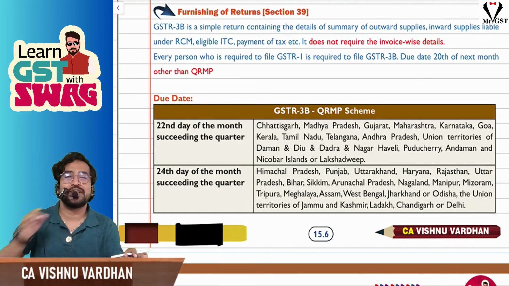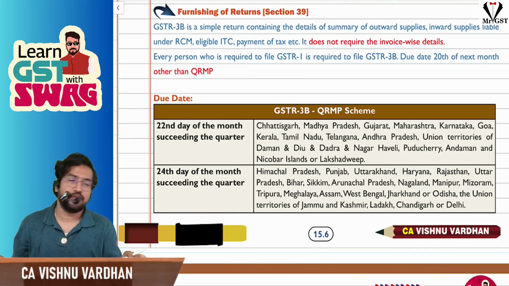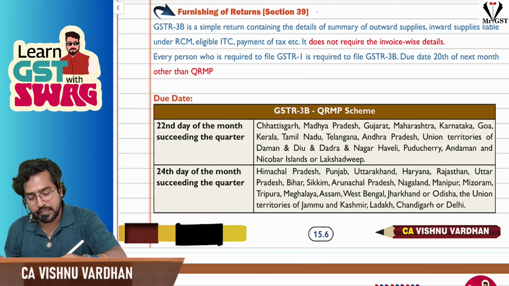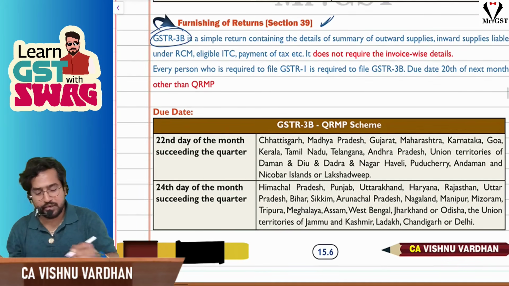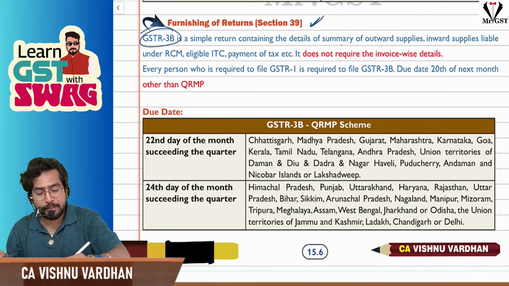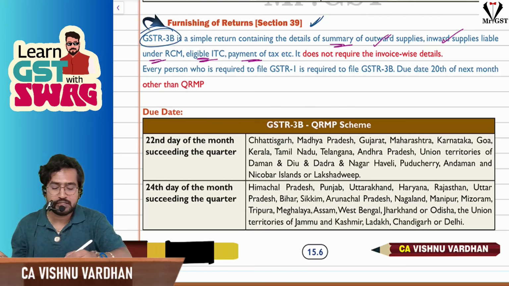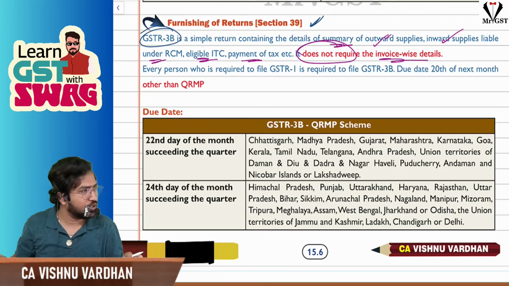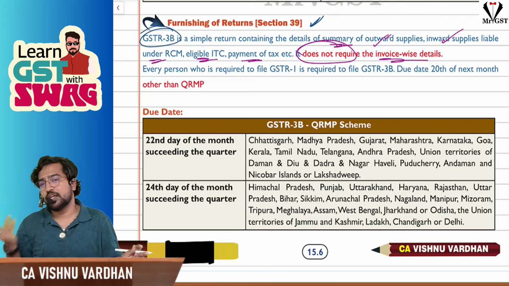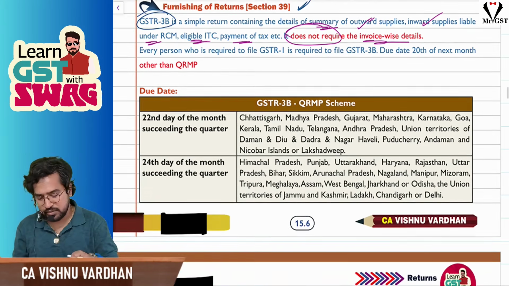Continue this. Okay. Now coming to the point, sir, furnishing of returns, section 39. Now section 39, GSTR 3B. We have already discussed this. Sir, this is a summary return where you give all outward supplies details, inward supplies details covered under RCM, eligible ITC, payment of tax. It does not require invoice wise details. Already you have given that in GSTR 1. Your purchase invoices are reflecting in 2B. So you will not give any invoice based details, you will just give summary figures.